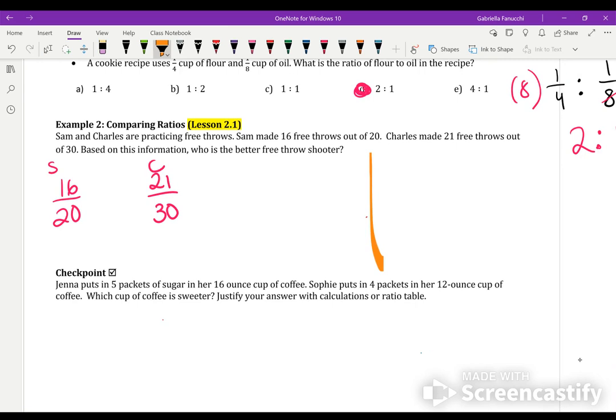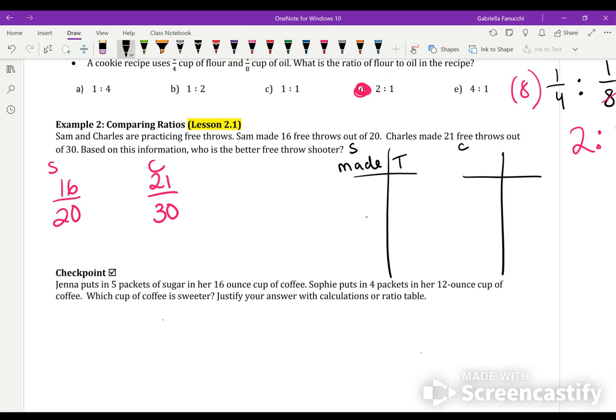So let me make sure I'm not on the highlighter. So this will be for Sam, and then we'll have this for Charles. So let's say this is the shots made, and then out of the total. And then again, the shots made out of the total. So the shots made for Sam was 16. The total was 20. For Charles, it was 21 out of 30. Okay. I want to see how I can manipulate these numbers to have the same denominator.